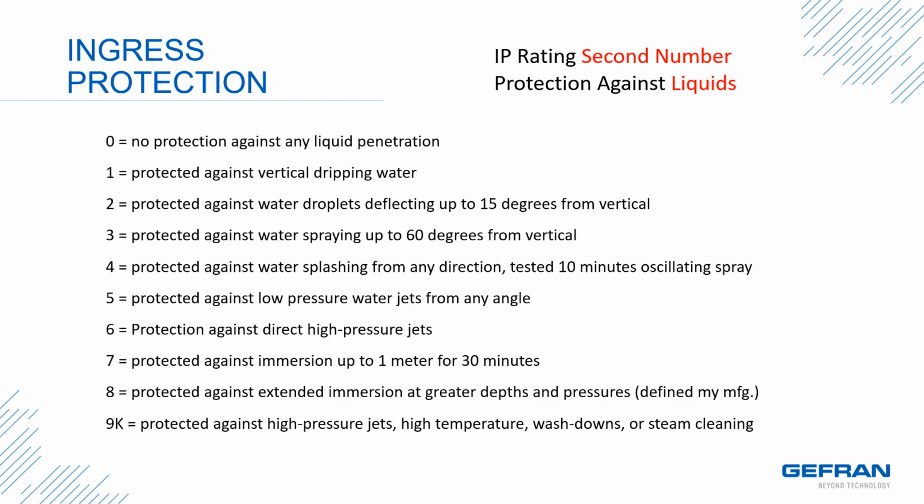The second number indicates protection against liquids. If it's a 0, it has no protection against any liquid penetration. If it's a 1, it's protected against vertical dripping water. If it's a 2, it's protected against water droplets deflecting up to 15 degrees from vertical. If it's a 3, it's protected against water spraying up to 60 degrees from vertical. 4 is protected against water splashing from any direction, tested for 10 minutes using an oscillating sprayer. 5 is protected against low-pressure water jets from any angle.